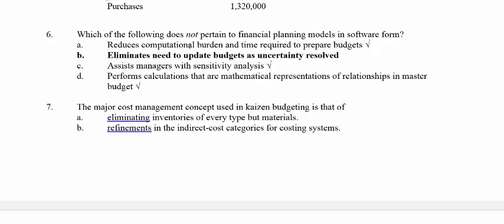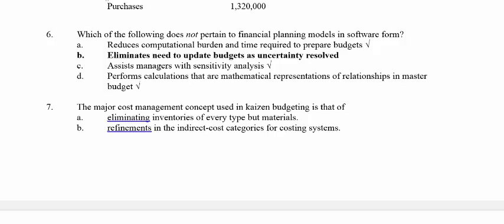A reduces computational burden and time required to prepare budgets. Oh, absolutely. This is why we want to use Excel or use these software packages, because you definitely do not want to be doing this stuff by hand. So this is not one of our correct answers because it does in fact apply to utilizing these types of systems in order to help us with budgeting. We really, really like the use of them.